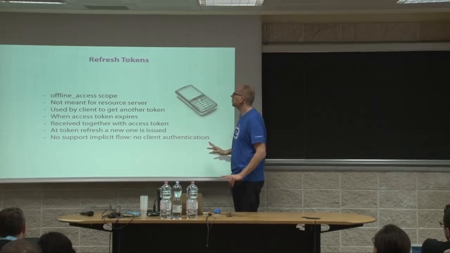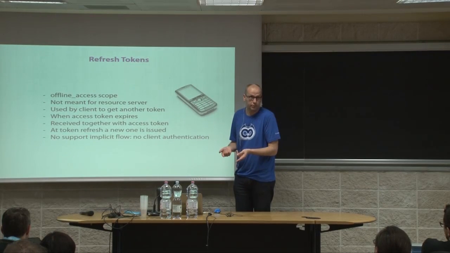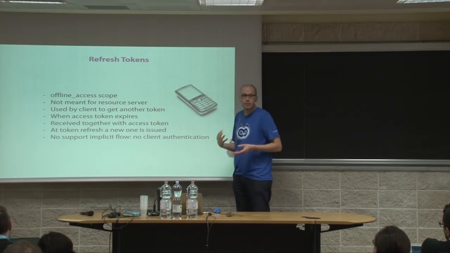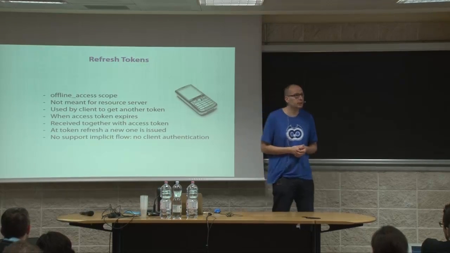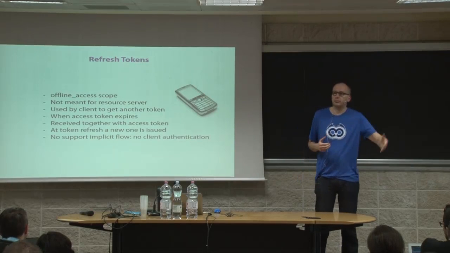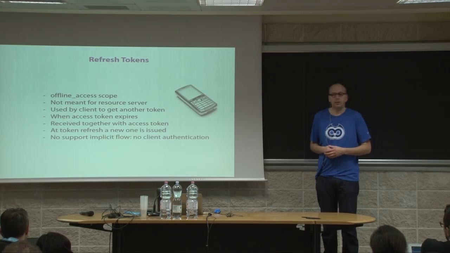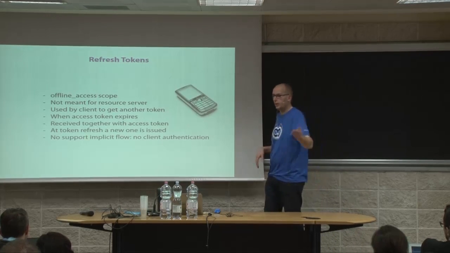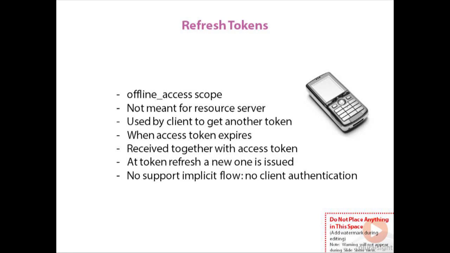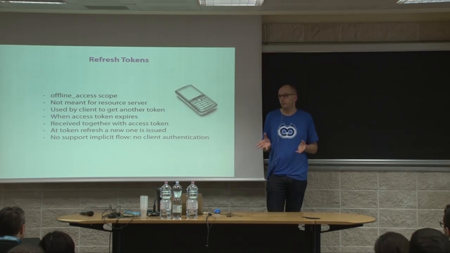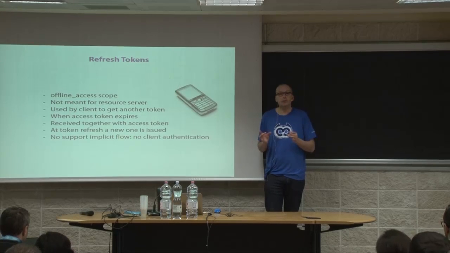So refresh tokens have another scope, and that's the offline access scope. And this is a very special access to the application because you can ask for another token indefinitely. You can say, well, in 2 years, the user still has access to the application. So the resource server has a special kind of treatment for these tokens because you can revoke them.